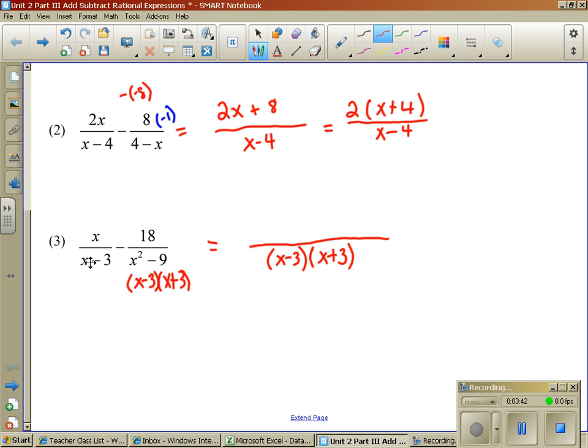So what does this side need? Well, this side has an x minus 3, so it needs an x plus 3. What does this side need? It has everything, so it doesn't need anything. So in the top, we had an x. We need to multiply it, x plus 3 minus 18. Next step, simplify the numerator. We're going to distribute the x and then combine any like terms.